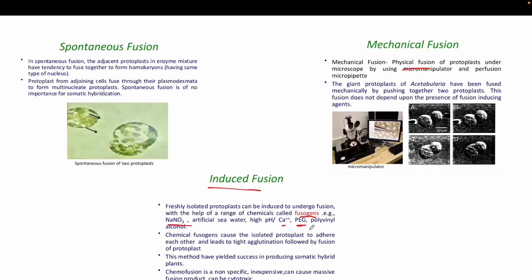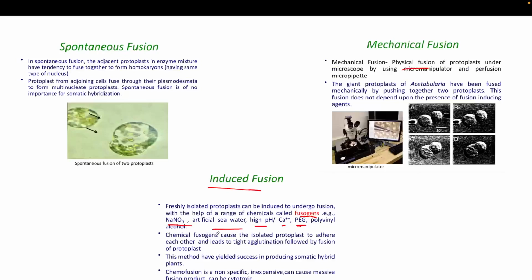They are helpful in protoplast fusion. Apart from that, a high pH is required. For isolation a pH of 5 to 8 is needed, but for fusion it requires more than that. In basic conditions, the fusion will be very good. Polyvinyl alcohol also works as a protoplast fusing agent, and so does artificial sea water, because it is salty in nature, so it will also help in fusing two protoplasts.